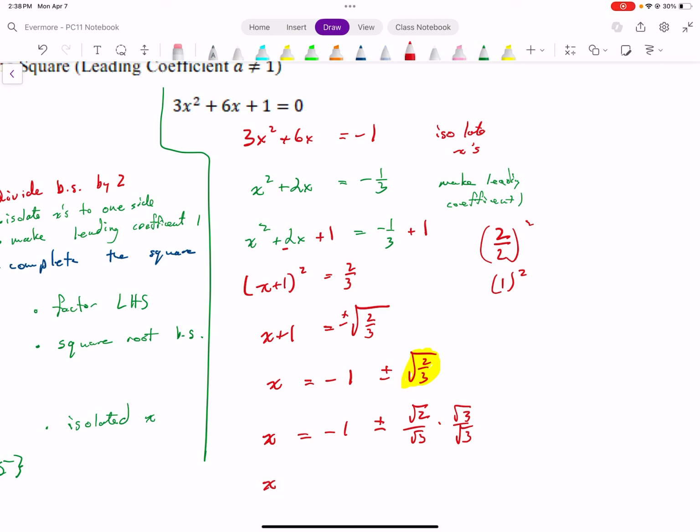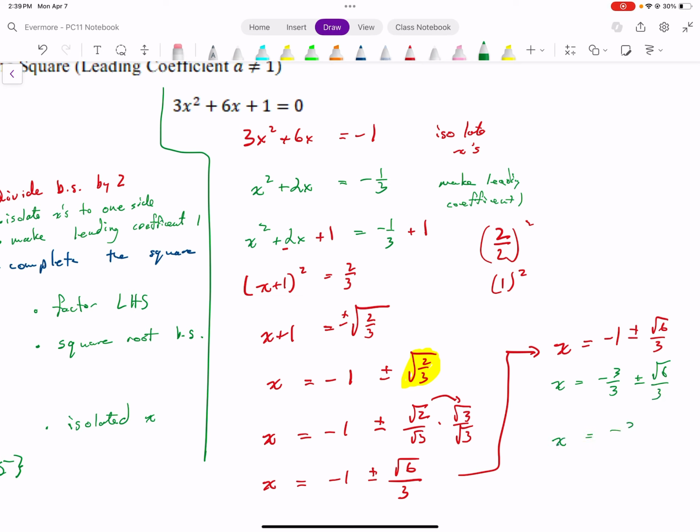So I have x is equal to negative 1 plus or minus. I'm going to multiply the numerators, so that would be root 6 over 3. I swear we're almost done. So this would be x is equal to negative 1 plus or minus root 6 over 3. But to combine these, I need a common denominator. So I'm just going to put these both over 3. So there's my final answer.